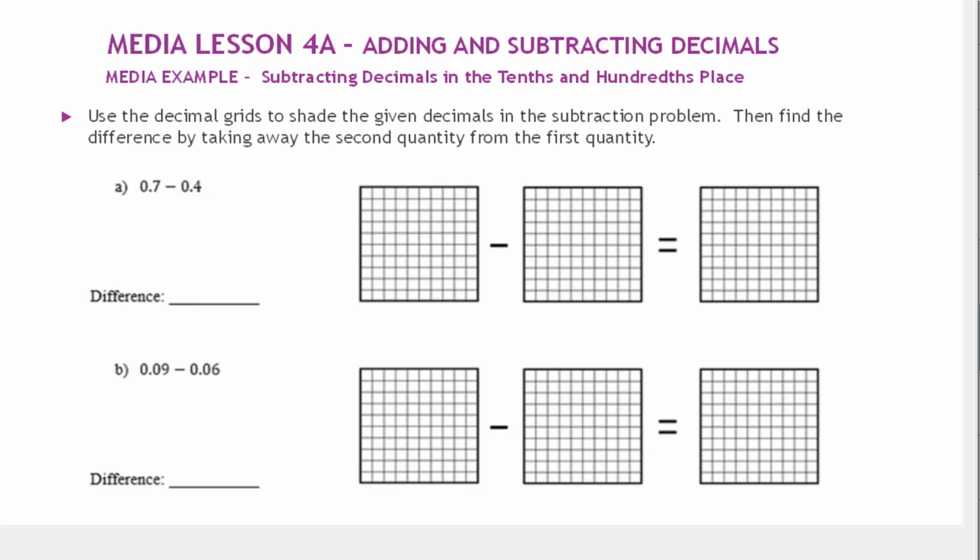In this video and the next few videos, we're going to look at subtracting decimals. First, we're going to subtract decimals in the tenths and hundredths place, and we're going to be using decimal grids. So let's read the directions. Use the decimal grids to shade the given decimals in the subtraction problem. Then find the difference by taking away the second quantity from the first quantity.